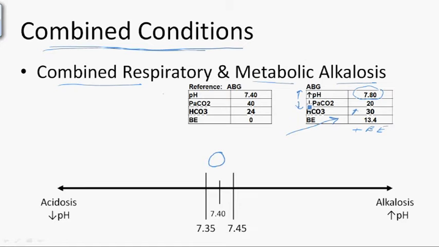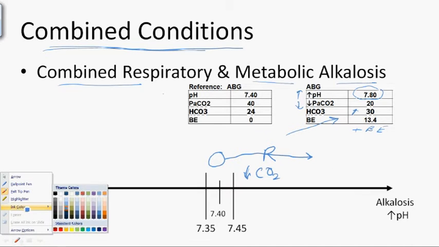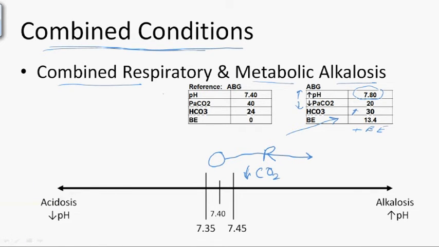Now, because I've got a low CO2, that's going to make me alkalotic. So here's my respiratory component, and that's because I've got a low CO2. It's going to make me alkalotic. Now let's plot up our metabolic component. I start here at the end of my respiratory vector, and it's going to take me even further along here because it's a positive base excess. And with a positive base excess, that's going to add to our alkalosis.